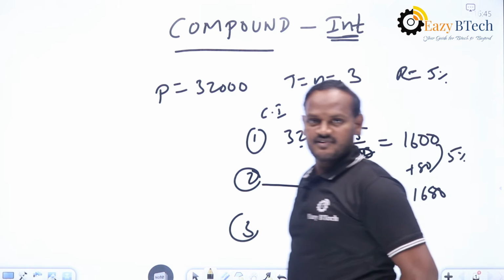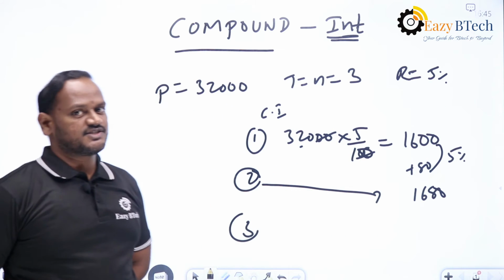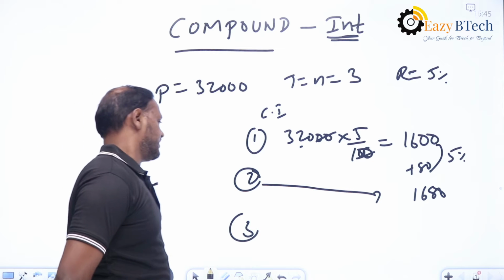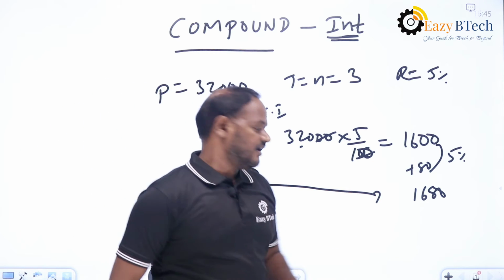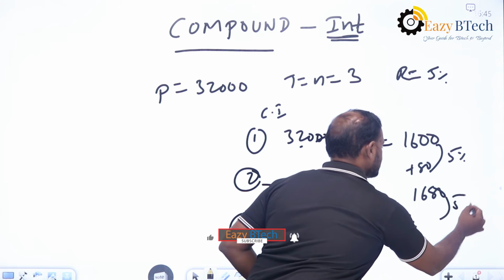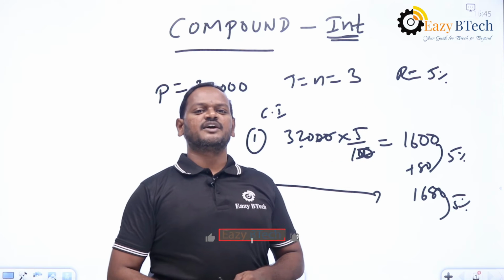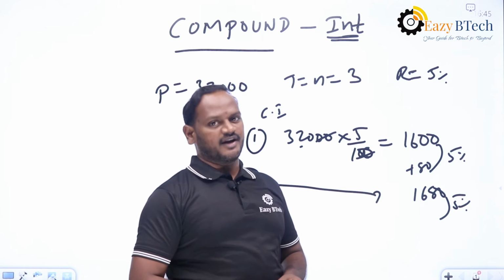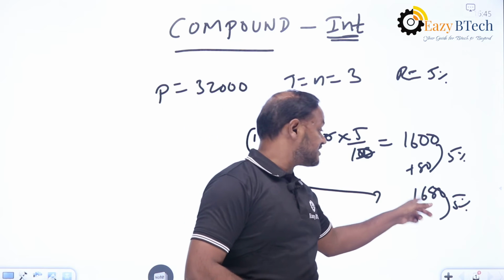1680. Second year interest will be 1680. Yes or no? Yes, got it. Again we need to go for third year. Again this 1680 is increased by 5% only. That's it. 10% is 168, 5% is half. Make it half.